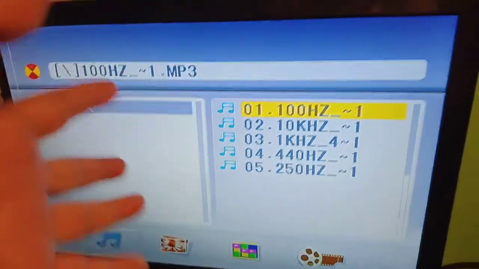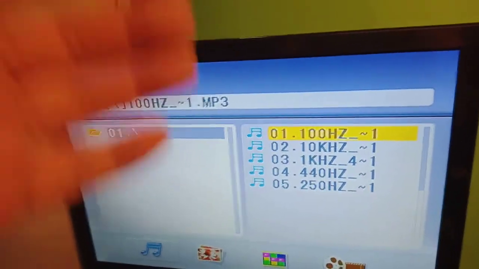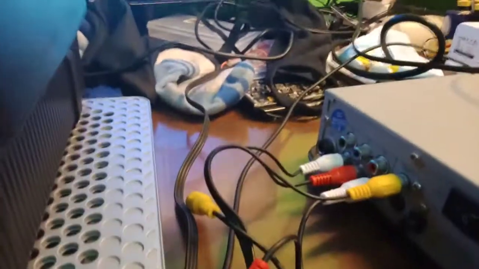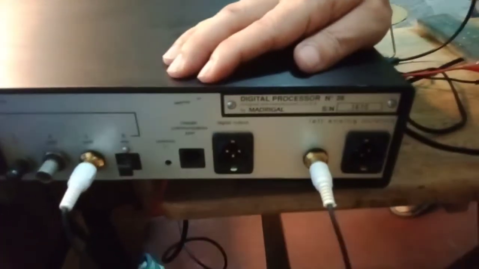Okay, I'm going to play this one. This is our digital signal using a DVD player. We're in the coax out. The white one, coax out, going to the coax in of this amplifier. And we'll first test the left signal.